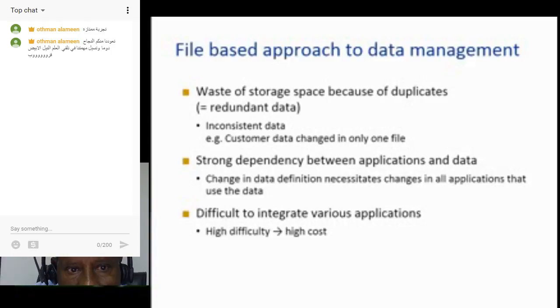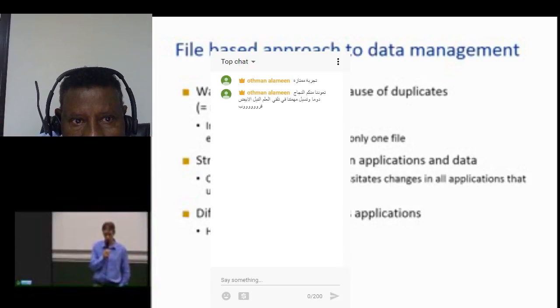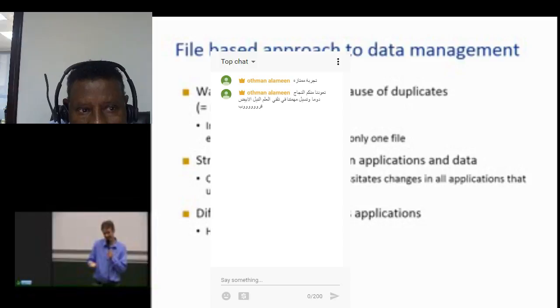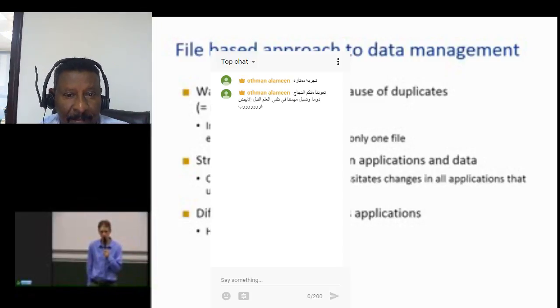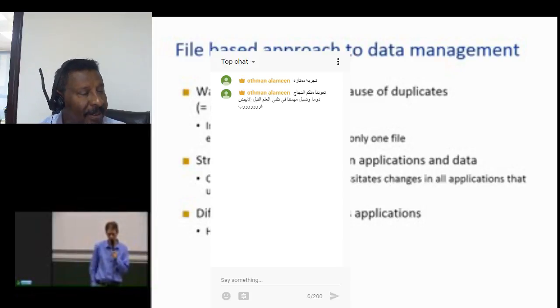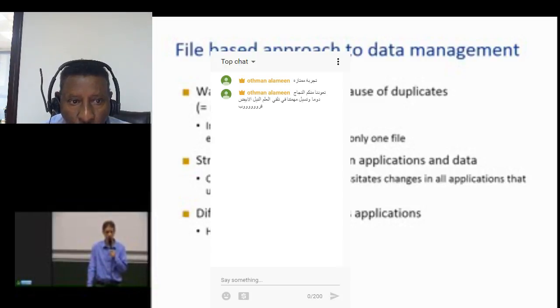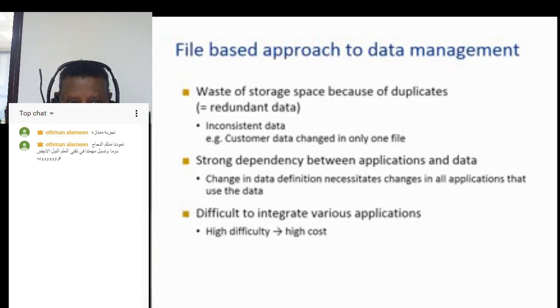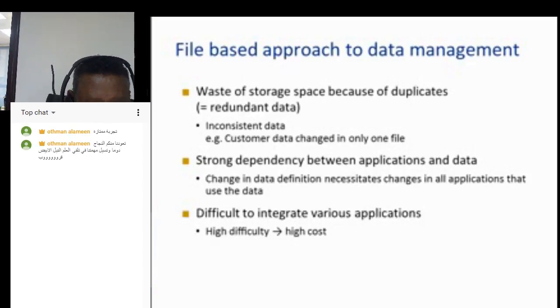As I said, a change in the data definition necessitates changes in all applications that use the data. Also, integration becomes very difficult, because in the file-based approach, the information is spread out across different files. So remember the example I gave earlier, in which you want to find information which is contained in those different files. Then you have to access all those files, bring it all together, consolidate the data based upon customer number, etc. So it becomes a very tedious exercise to work out. It's going to come with really high difficulty, high cost, and maybe the results will not be very accurate.